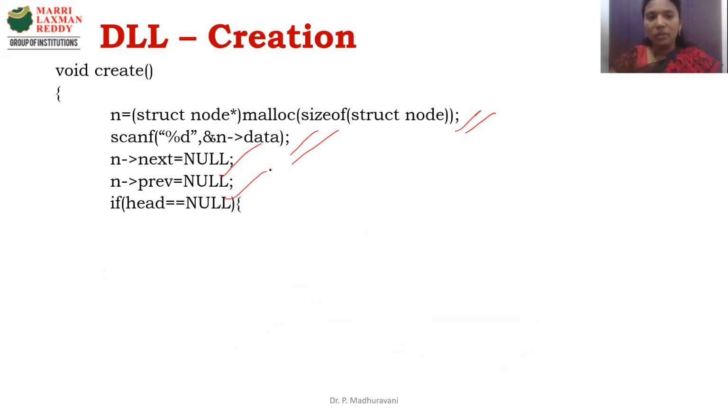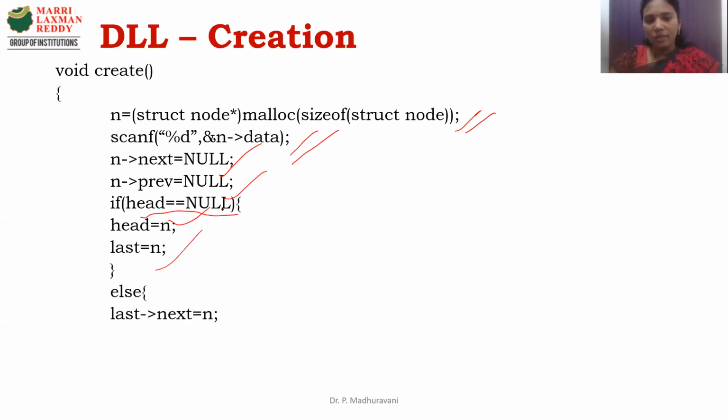Now, initially, we can check whether the list is empty with the help of the comparison operator head equal to null. Head equal to null indicates the list is empty. That means you are performing the insertion for the first node. In that situation, you need to make the newly inserted node the head node, as well as the last node, by doing these two assignments.